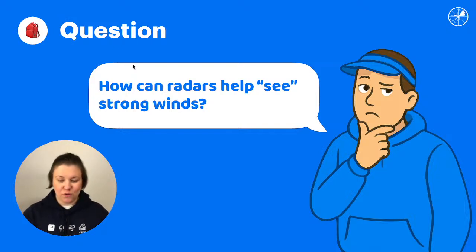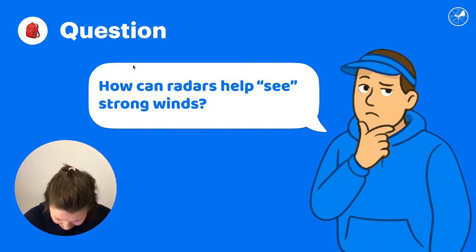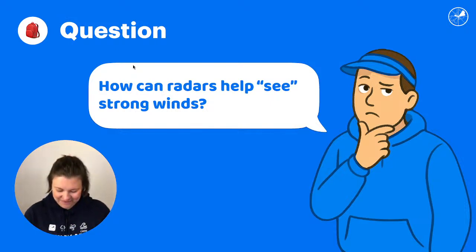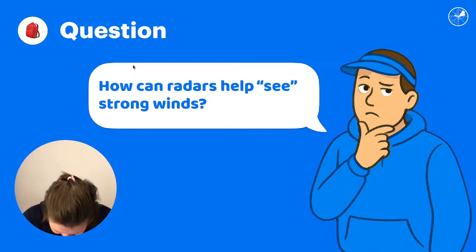Now the question for the merch. I just told you that radars can see precipitation, but I'm also telling you that they can help see strong winds. Can you think how that might be? How can this happen? Then I'm going to tell you the correct answer.